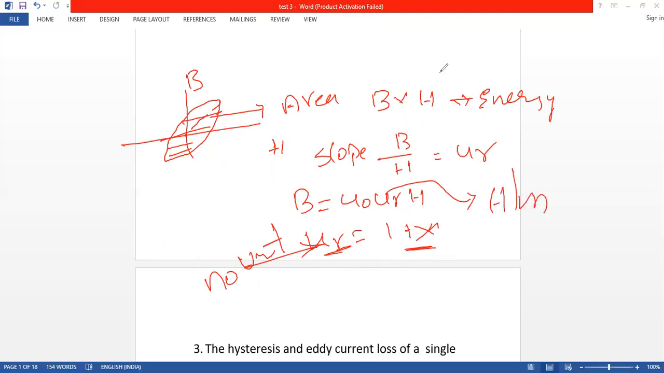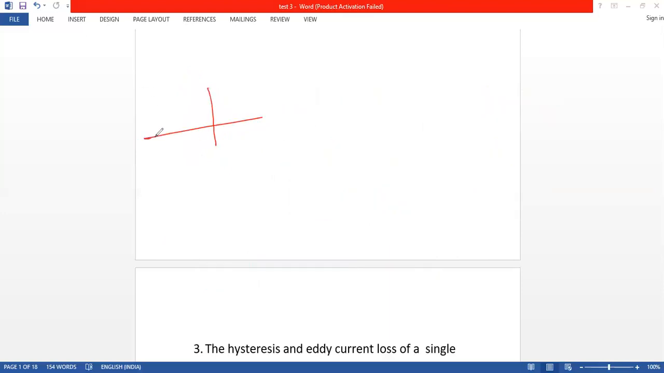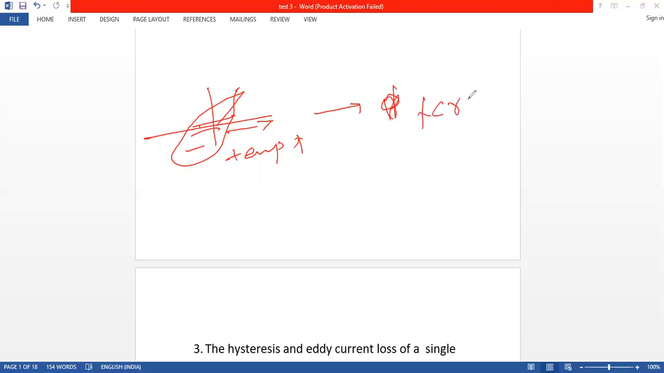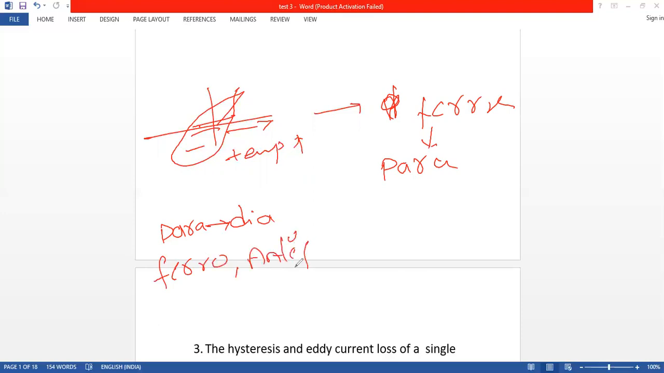Now if you increase the temperature, suppose it is an iron material having this BH curve. Last year's question: if temperature increases, ferromagnetic material becomes para. Note here, para will become dia, but ferro, anti-ferro, and ferri material will become para. It does not become dia. As temperature increases, it becomes para, meaning non-magnetic.